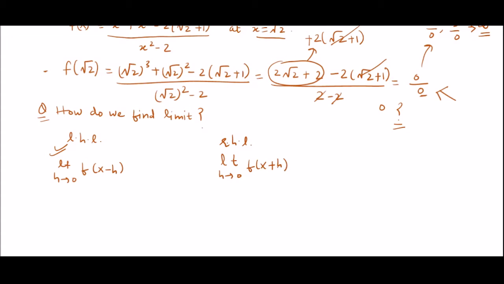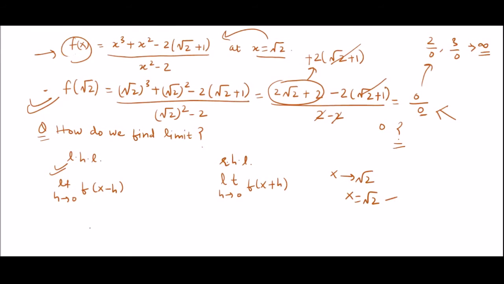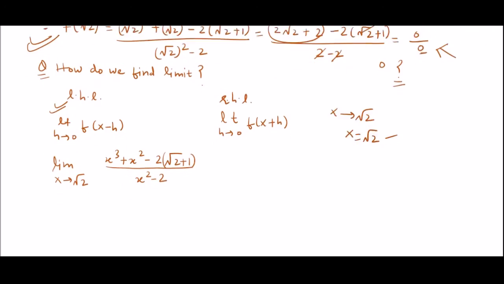Since we are finding the limit of the function at x tends to root 2, so here we will substitute x as root 2 only. Okay. So we get, if we consider this function, we get limit x tends to root 2 of x cube plus x square minus 2 root 2 plus 1 upon x square minus 2. Fine.